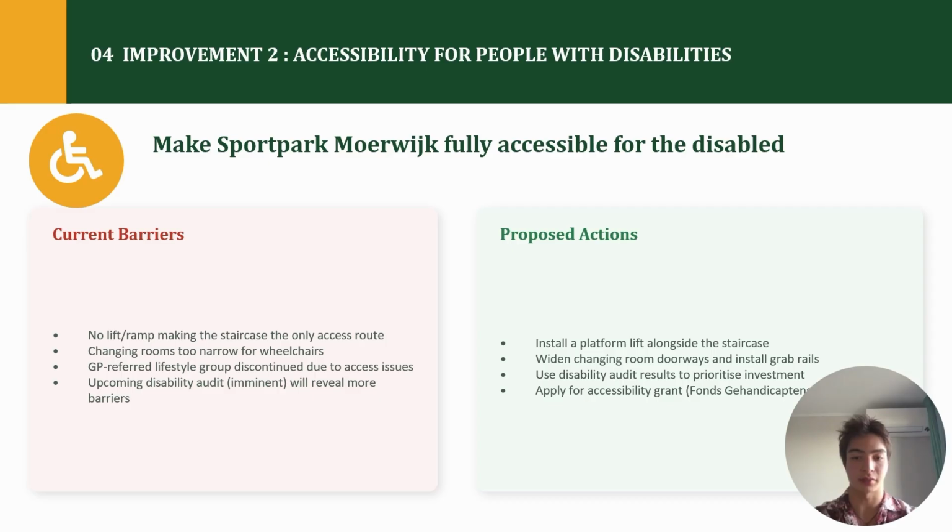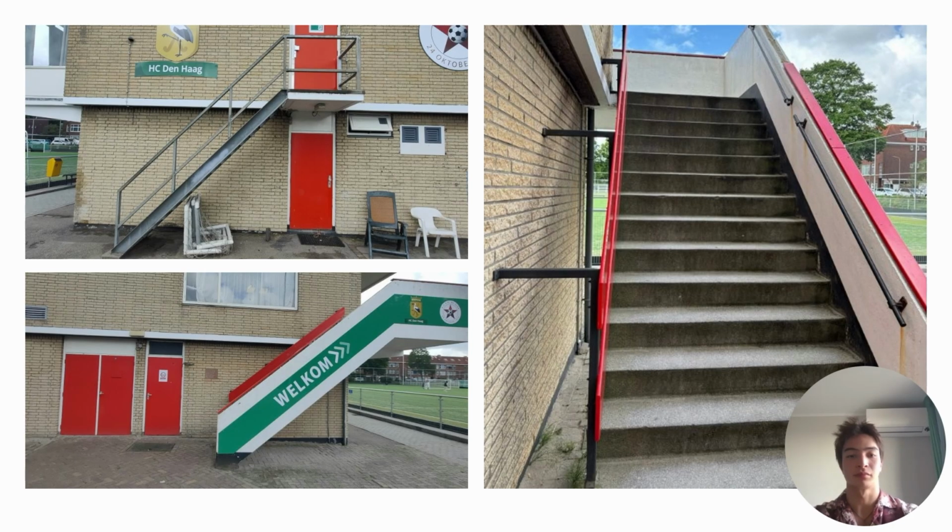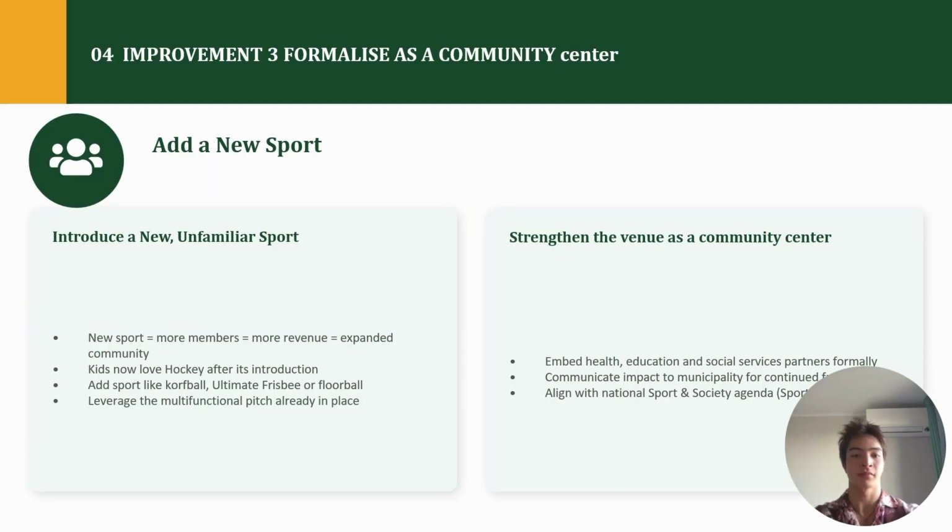We will also take the results from the disability audit and prioritize that in our improvements. If needed, we can also apply for an accessibility grant by the Fonds Gecombineerd NL. Here on the right side, you can see how the staircase has no railway or ramp, and how on the left, the doors leading to the changing rooms are too narrow.